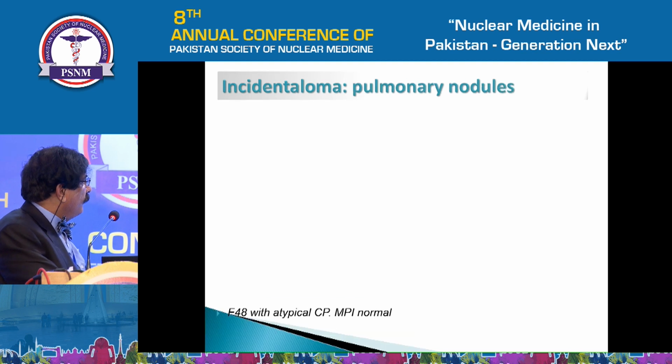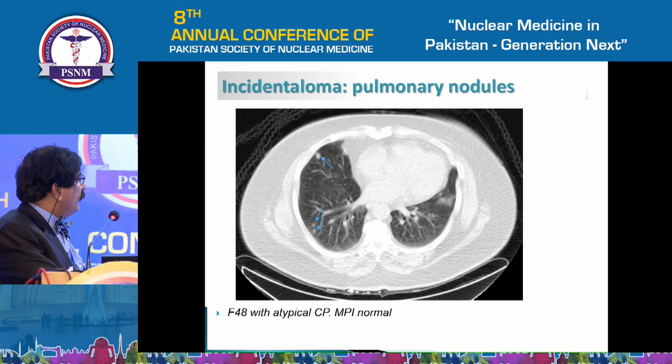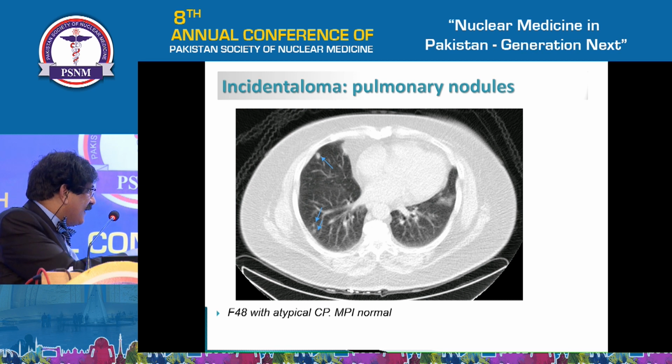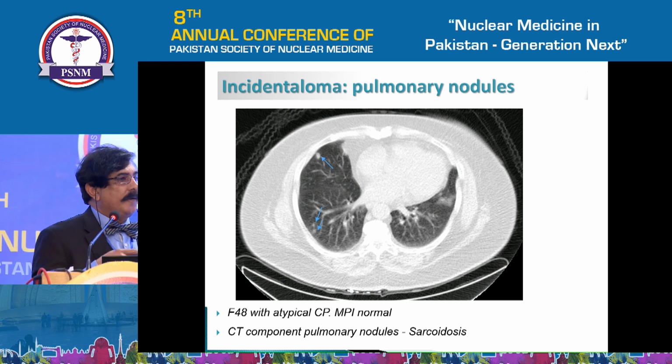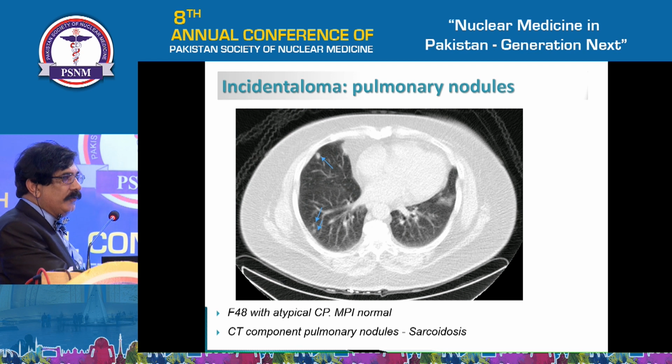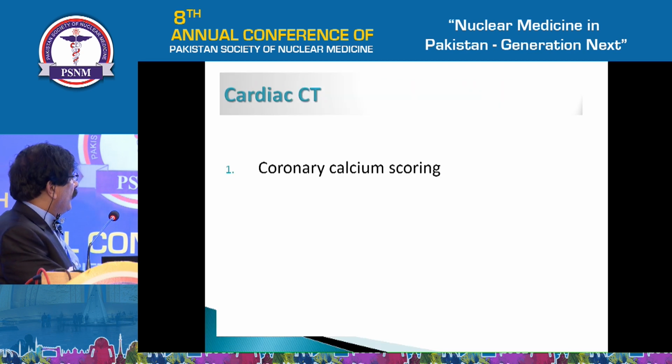So interesting. Similarly, another one I showed, there are pulmonary nodules in a 48-year-old female with atypical chest pain. MPI is abnormal, but the CT component shows a pulmonary nodule that turned out to be sarcoidosis. It's useful to have a look at the CT component anyway.